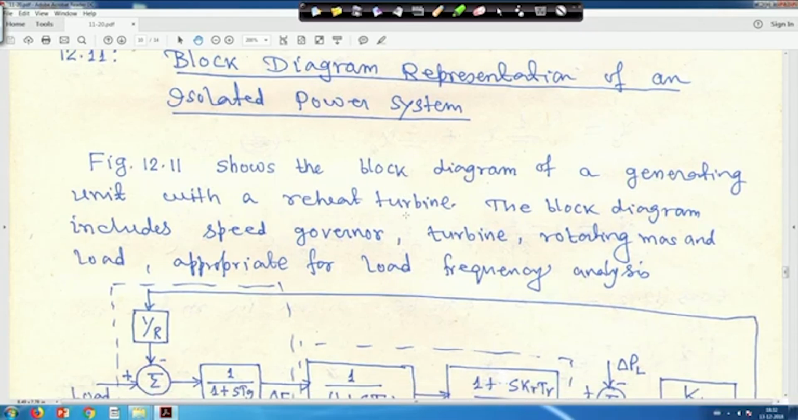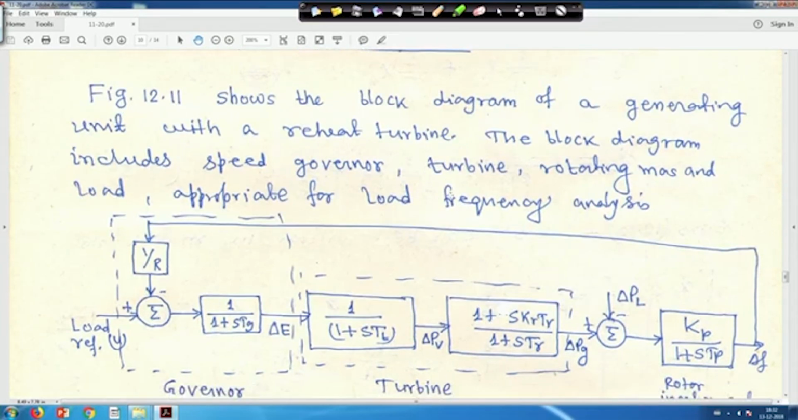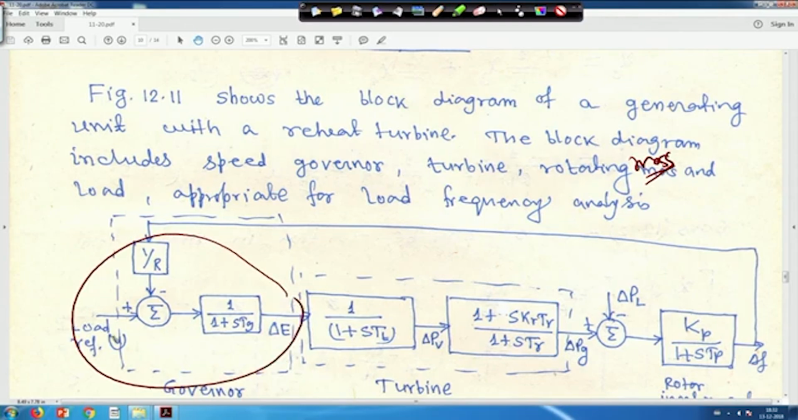Now, figure 11 shows the block diagram of a generating unit with a reheat turbine. The block diagram includes the speed governor, turbine, rotating mass and load, appropriate for load frequency analysis. So we have seen how to link the modeling. This is my governor, this is the load reference set point, and we have seen the 1 plus sTt, and this intermediate point, we are making delta PV, because we have seen this when we developed the reheat turbine modeling.